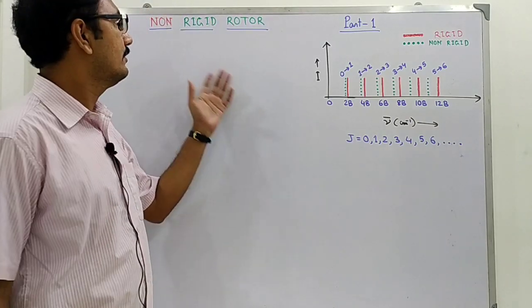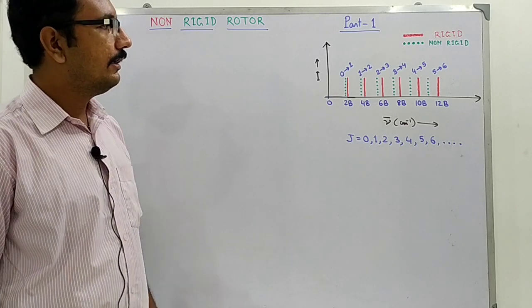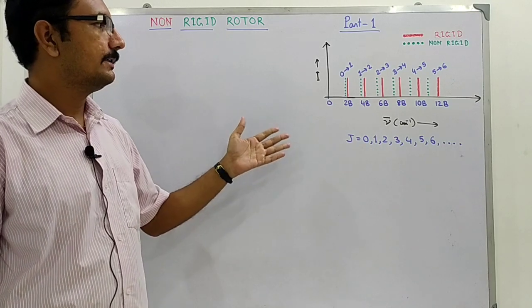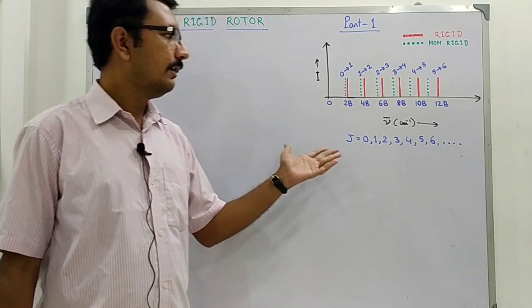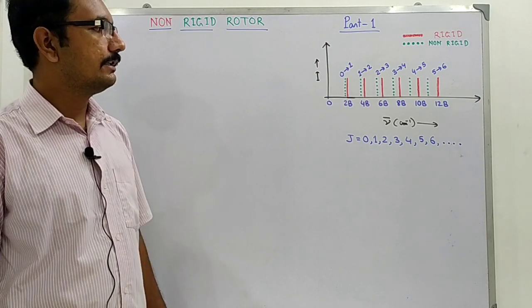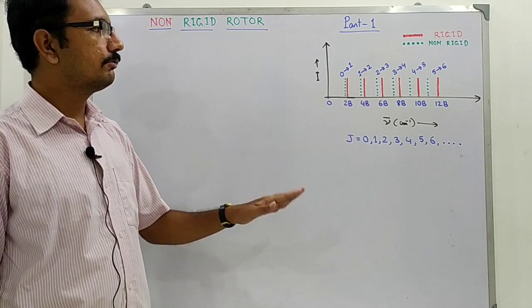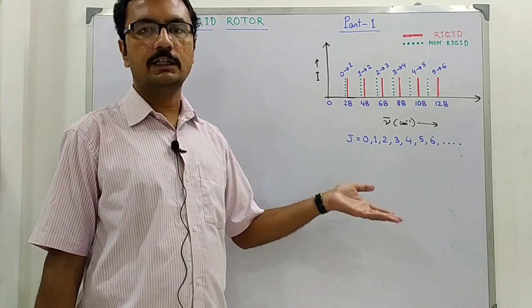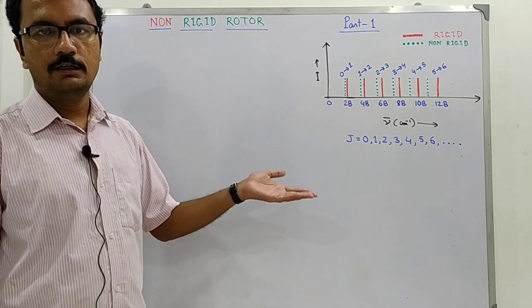Today's topic is the non-rigid rotor. I am taking this spectroscopy topic after a long time. Now this is the last part of the chapter on microwave spectroscopy, and this will be concluded in two parts, and after that I will switch to the next chapter, that is infrared spectroscopy.